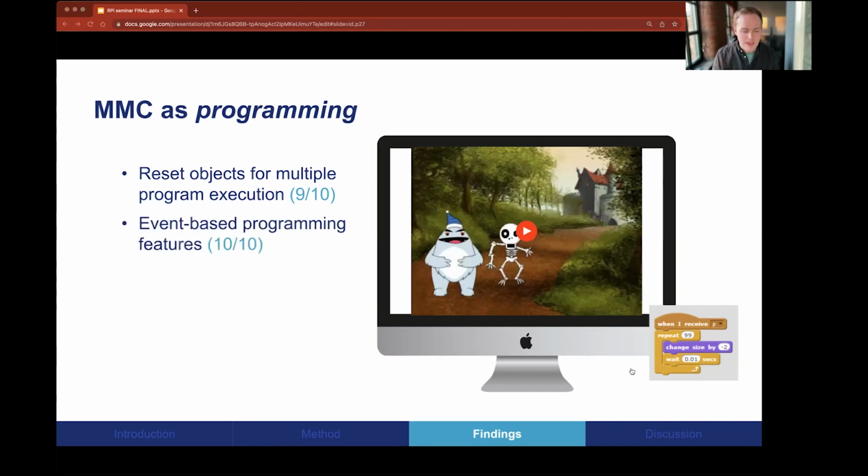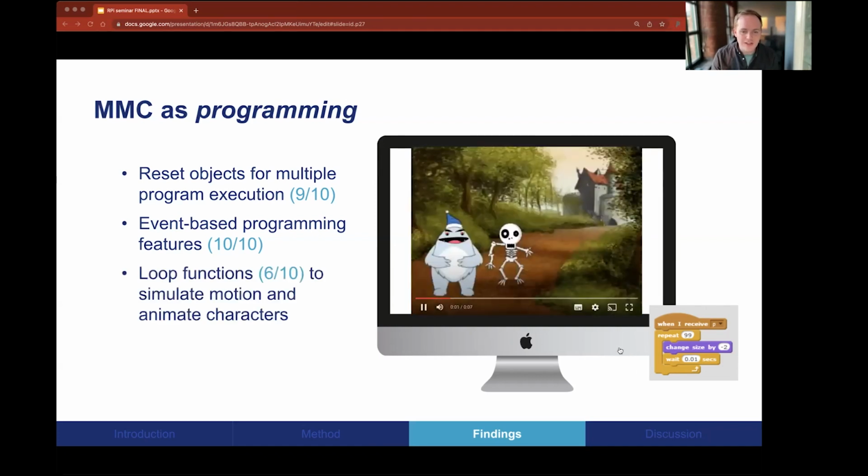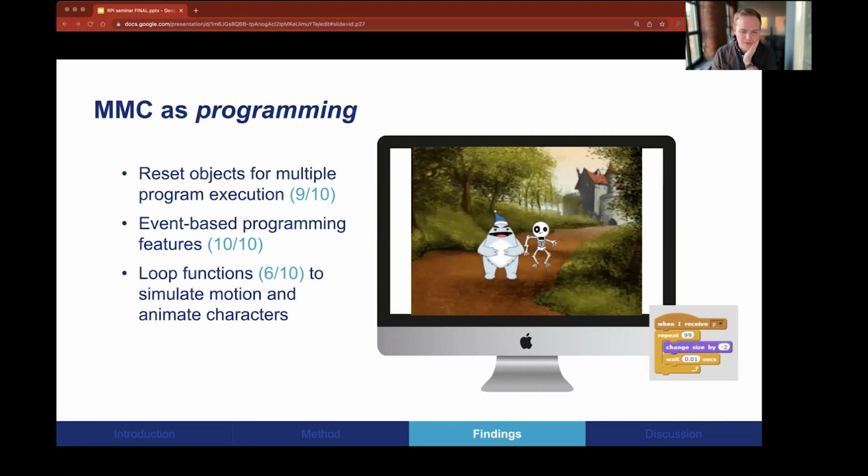And then they use a lot of event-based programming features, which makes sense because these are linear or procedural stories. So this needs to happen, then this needs to happen, and this while that's happening. So there's lots of broadcast scripts and wait blocks and things that students used in order to keep things coordinated. And then finally, loop functions in order to simulate the motion and animation between these characters.